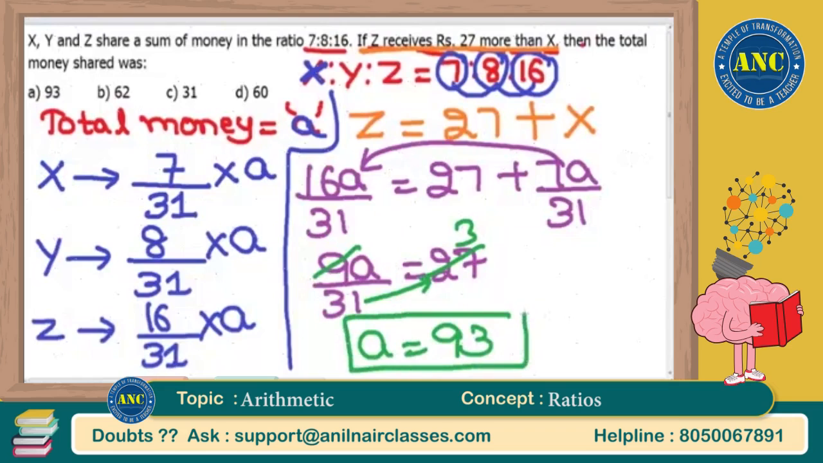But what is this A? A is nothing but the total money shared, and that is what is asked in the question. So the answer for this question is 93. Right? The answer is 93. But this involves variables, which is your textbook method, which we are not at all interested in. That is the reason this is my method 1. I hope it is clear.